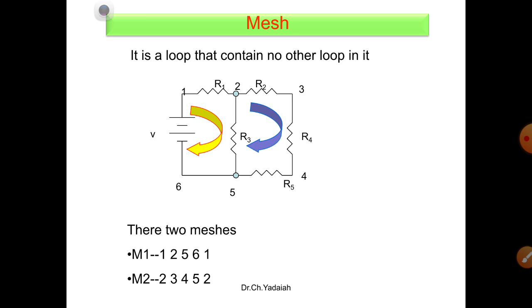Loops may be closed paths; you may be going in this direction, or this direction. But whereas in meshes, there is no common area. So loop 1 is individual, loop 2 is individual, and those are the meshes. These are the few terminologies you are going to learn: what is the node, what is the loop, what is the mesh, what is the branch. These are small things, but you should remember them because electric circuits give very difficult problems.